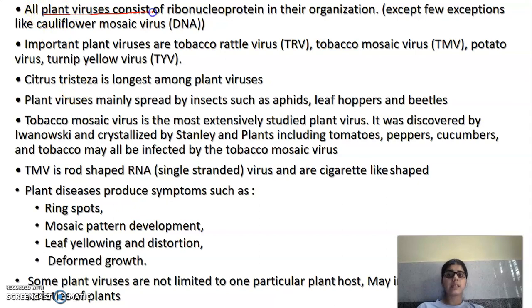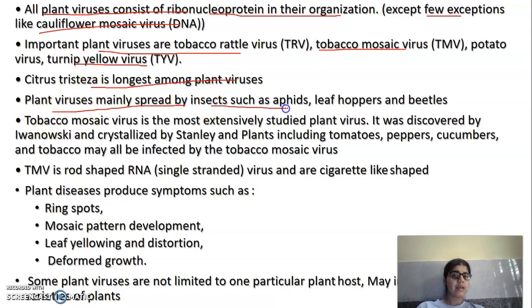All plant viruses consist of ribonucleoprotein in their organization except a few exceptions like cauliflower mosaic virus, which has DNA. Important plant viruses are tobacco rattle virus, tobacco mosaic virus, potato virus, turnip yellow virus, etc. Citrus tristeza is the longest among the plant viruses. Plant viruses mainly spread by insects such as aphids, leafhoppers, and beetles. Tobacco mosaic virus is the most extensively studied plant virus.